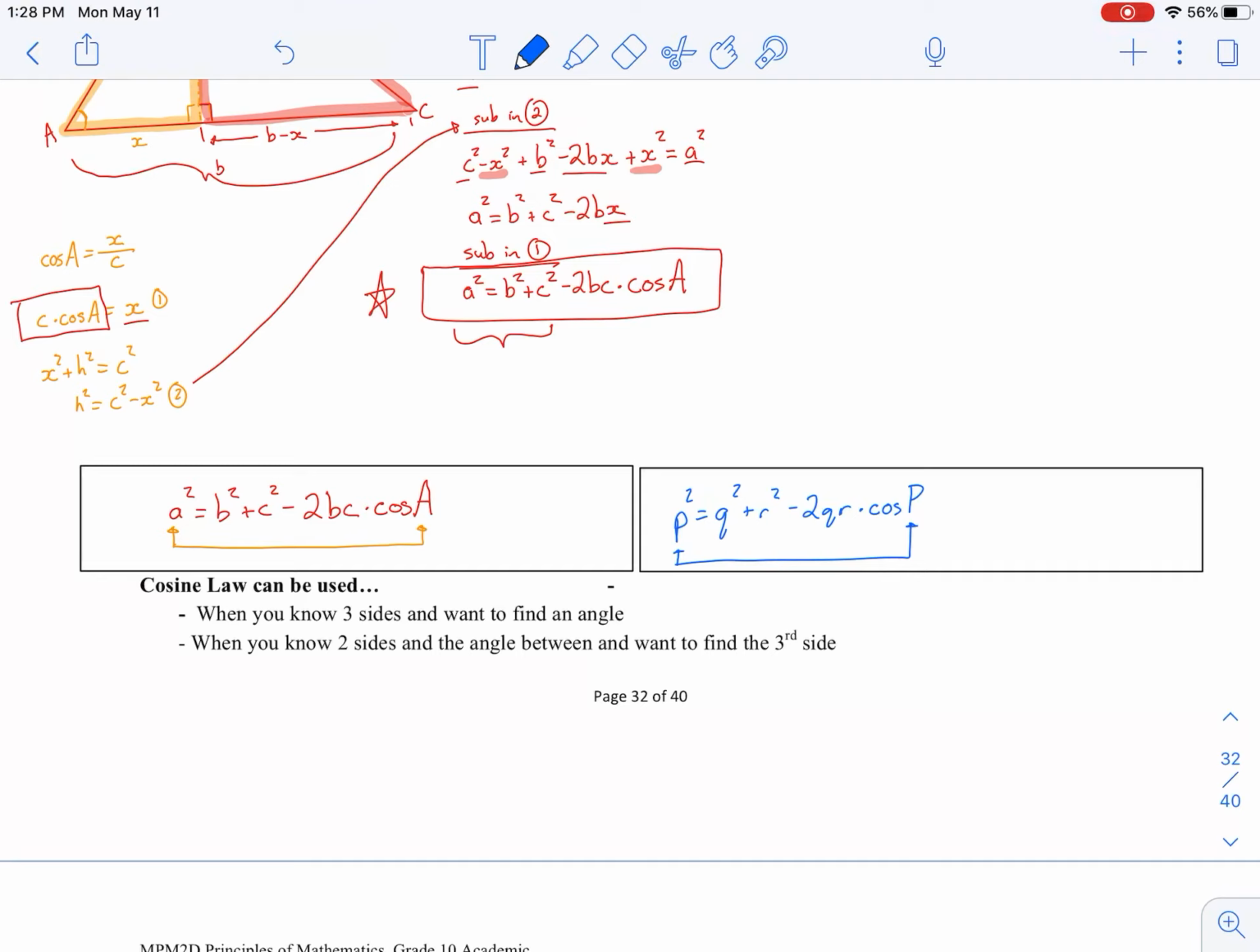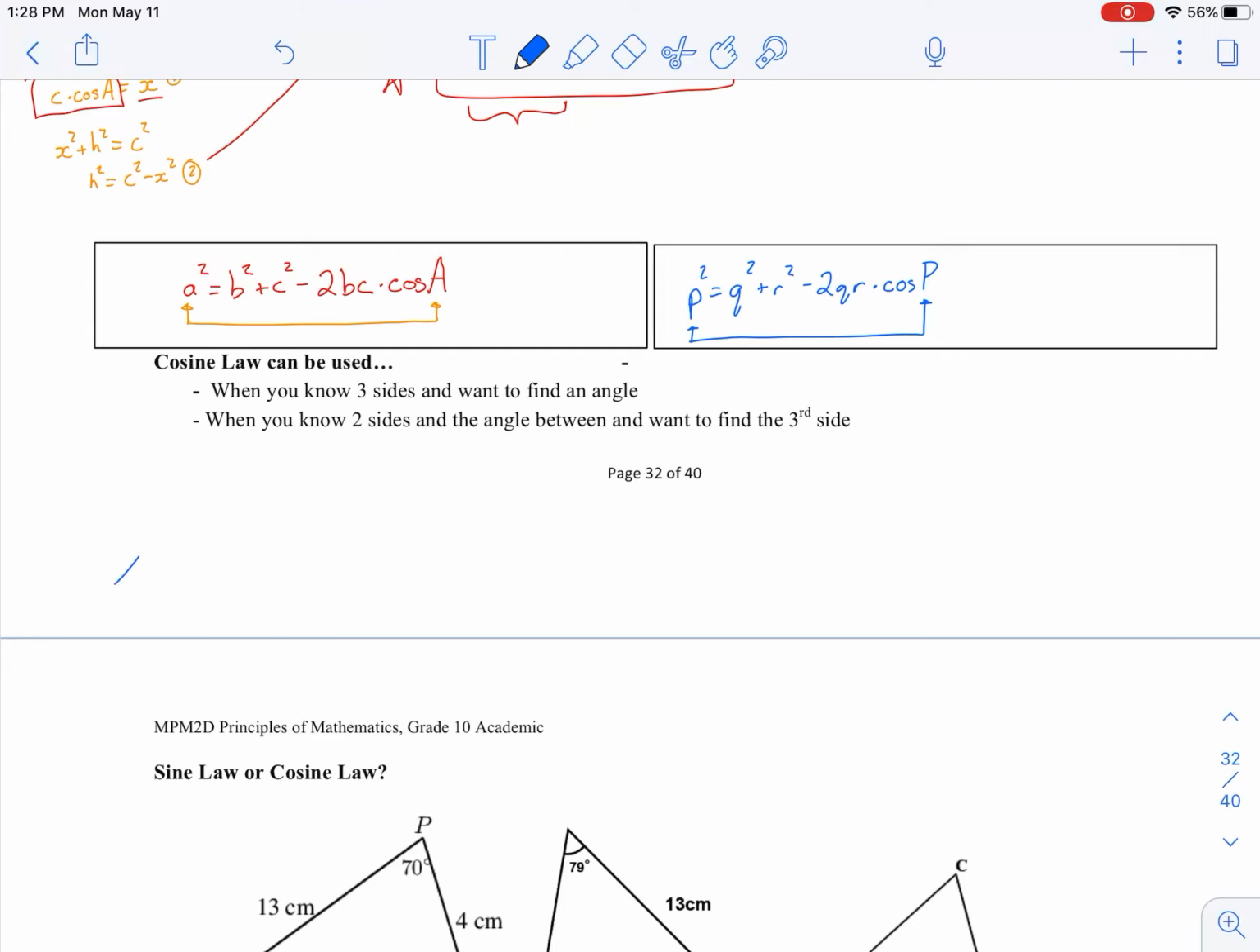So we'll go through some examples if this isn't making a whole lot of sense, and we'll see how we can actually use this formula. A couple things we do need to know: cosine law can be used when you have three sides and want to find an angle. So if I gave you a triangle here and I said this side's 7, this side's 11, this side's 22, and asked you for this angle, we could use cosine law to solve for that. We've never been able to do that before, which is kind of interesting. If we're given three angles, we can't solve for a side though. And it can also be used when we know two sides and the angle between, and we want to find the third side.